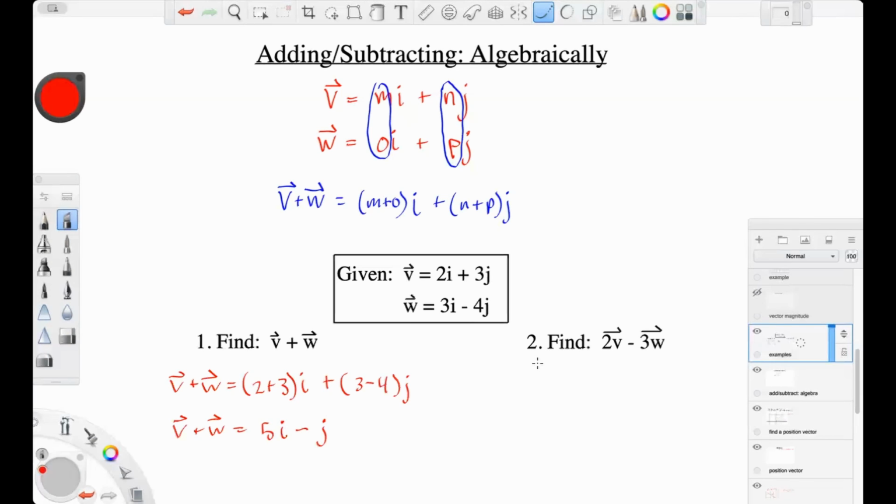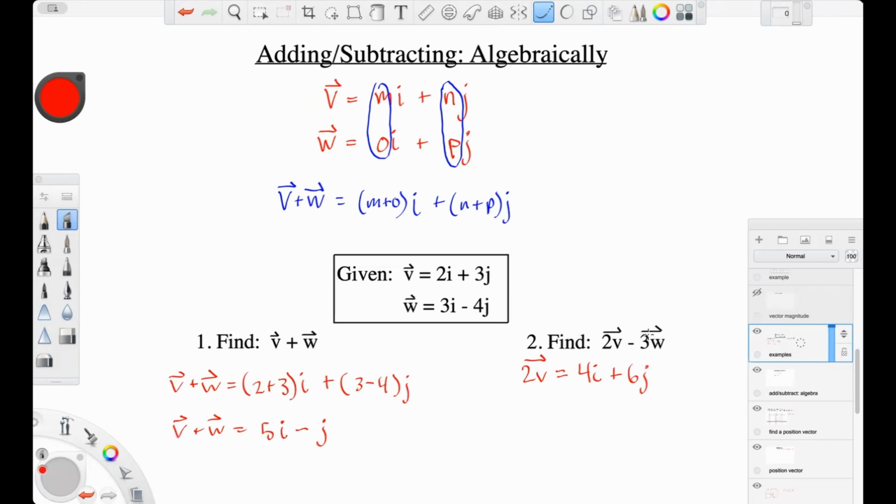If you were to graph this situation, you would come up with the same result. Now over here, we're going to both scale and subtract the vectors, and we're just going to let all the algebra do the work for us, right? So first thing I want to do maybe is find 2v. We can do this in a couple steps. 2v just means we're going to scale everything up by 2. So 2v is going to become 2 times 2 is 4i, and 2 times 3 is positive 6j.